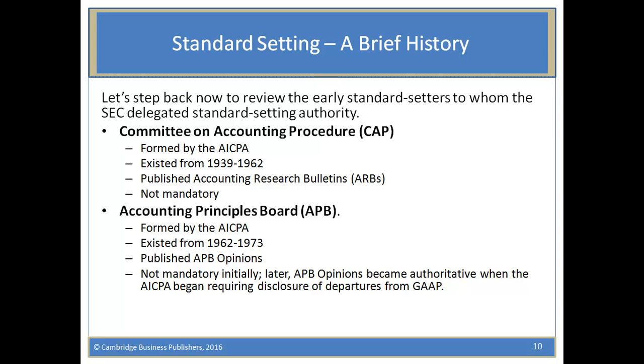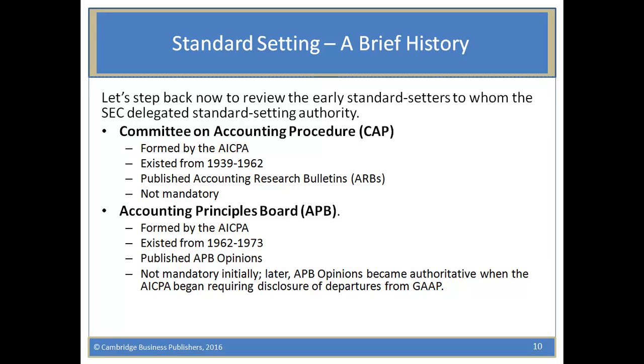Now, a step back to review the early standard setters to whom the SEC delegated the standard setting authority. First, the CAP, the Committee on Accounting Procedure, that was formed by the AICPA and existed from 1939 until 1962. The CAP published accounting research bulletins, but they were not mandatory.